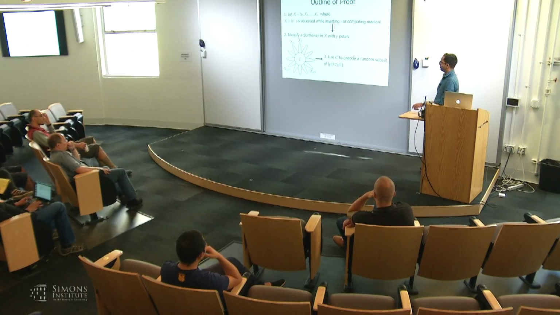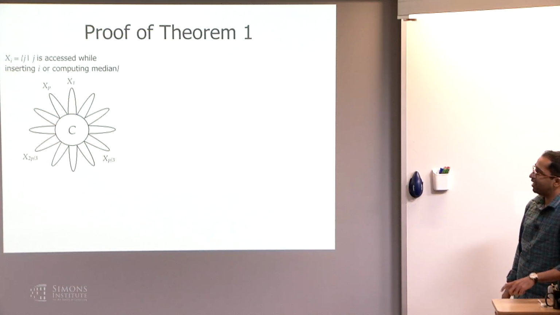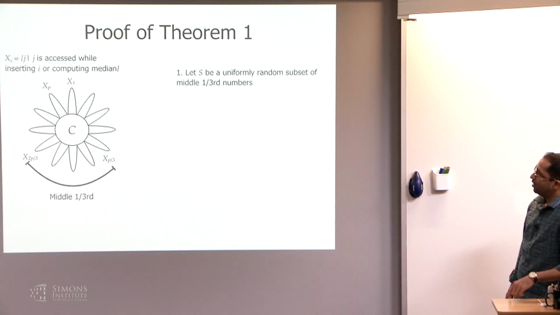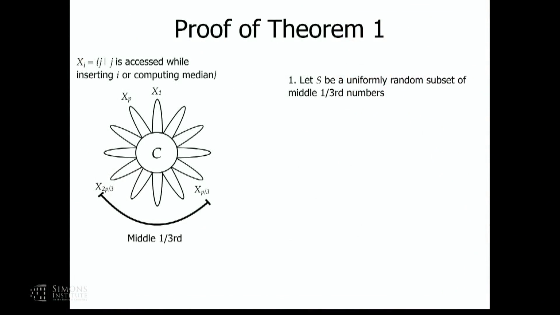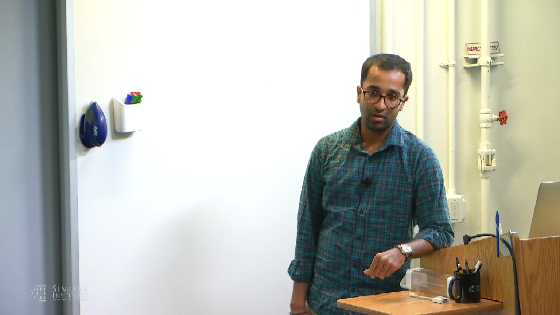Good. Great. So as before, let me remind you what the ith set was. It was the set of all cells that were accessed while inserting the element i, or the number i, or computing the median. Now we actually get a sunflower with p sets. Without loss of generality, you can assume that these are indexed by 1 through p, and not worry about it, because you care only about the median computation. The rank of all these elements is going to be preserved in this operation.